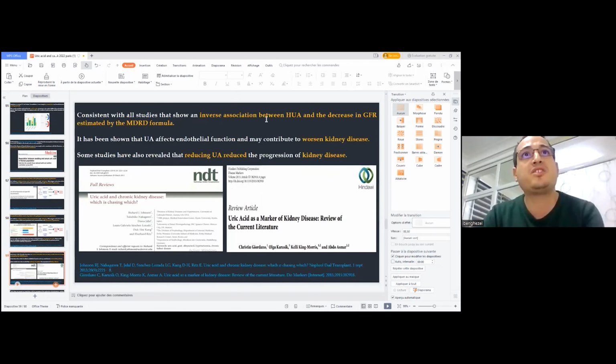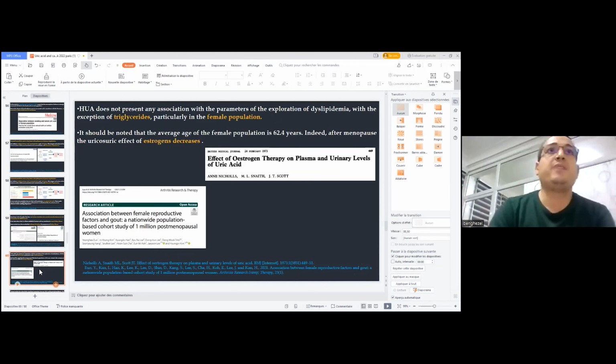Consistent with our study that showed an inverse association between hyperuricemia and decrease in GFR, it has been shown that uric acid affects endothelial function and may contribute to worsening kidney disease. Some studies have also revealed that reducing uric acid reduces the progression of kidney disease. Hyperuricemia does not present any association with parameters of exploration of dyslipidemia, with the exception of triglycerides, particularly in the female population. It should be noted that the average age of the female population is 62 years. Indeed, after menopause, the uricosuric effects of estrogen decrease.